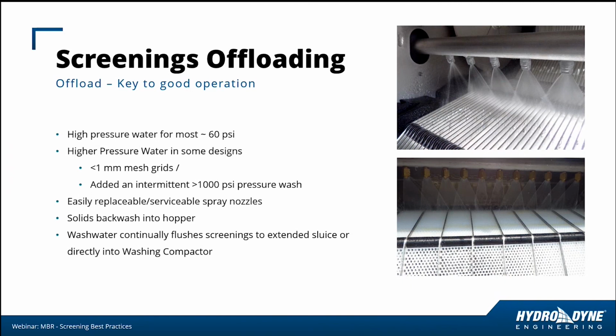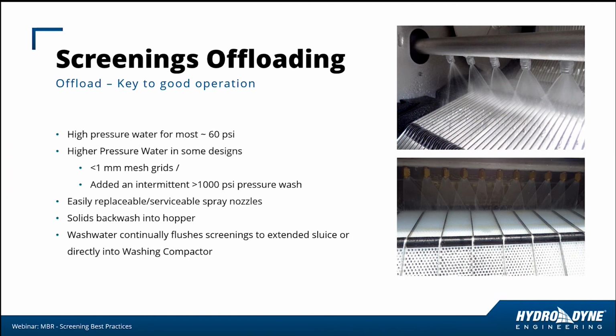These are more advanced designs, so we're not talking about having rakes that would go over the screening grid. In this case, high pressure water is used to remove and clear the screen grid so that it can be used to pick up debris again. High pressure water in some designs, if we look at the mesh grids, can go as high as 1,000 PSI intermittent washes. So there are some designs that do incorporate that high pressure wash into the equipment.